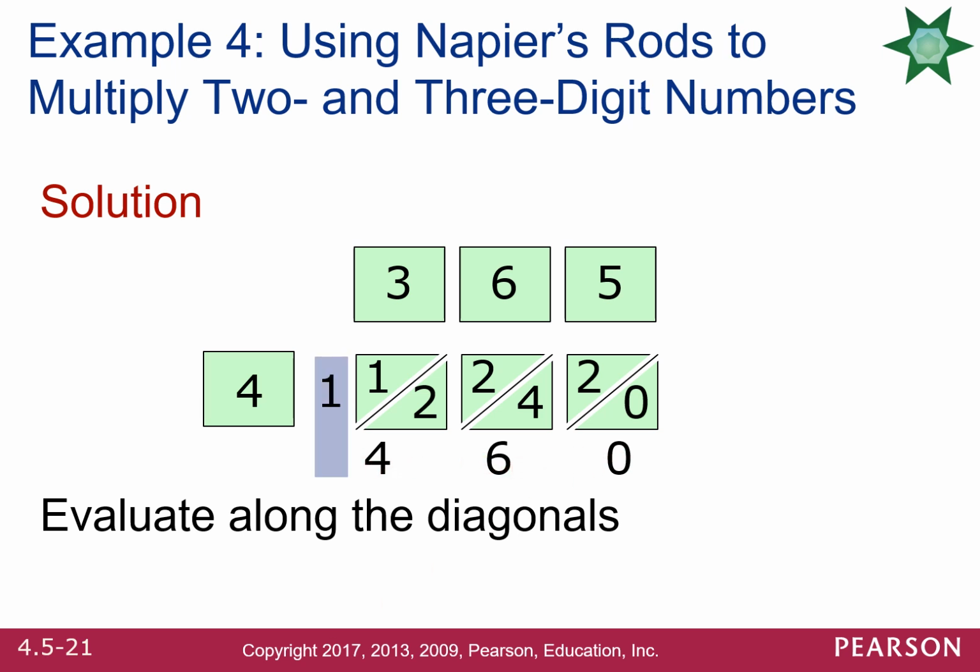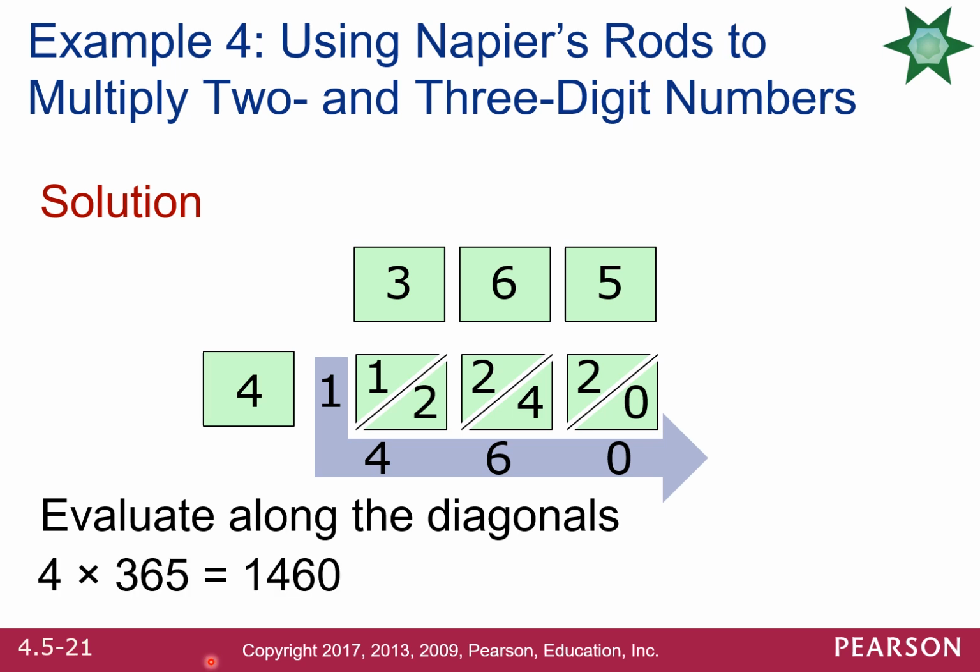So we pick the 1 and then go down across the bottom row and pick up 4, 6 and 0. So 4 times 365 gives us 1460 for the answer. Now we will have to remember we dropped the 40 and changed it to a 4 to get a single digit, but now to get back the 40 we have to multiply 1460 by the 10. So we'll do that in the next slide.